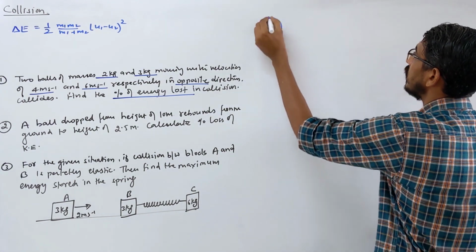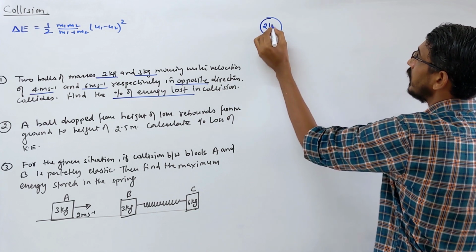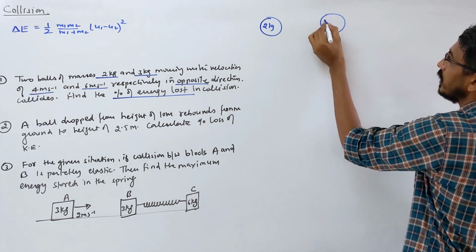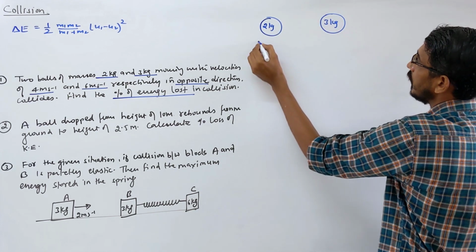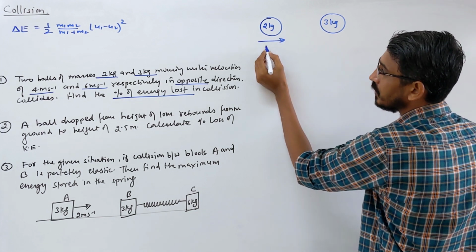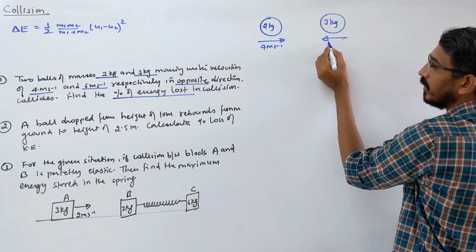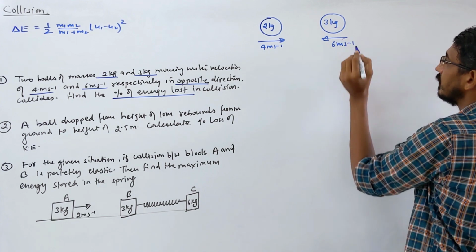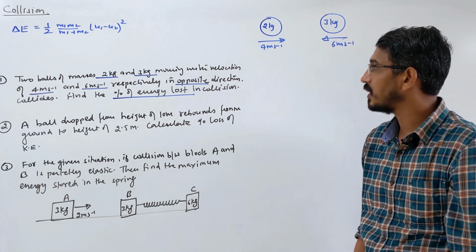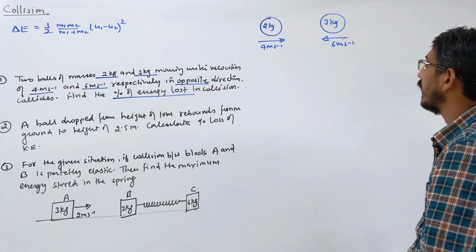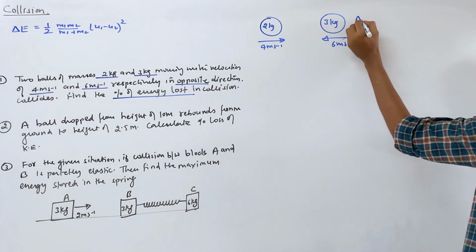So look, the two balls are given. This is a 2 kg ball and another ball is given, a 3 kg ball. They are moving in opposite directions, this one with a velocity of 4 meter per second, and this one moving that way with 6 meter per second, and we have to calculate the percentage of the energy lost. Okay, let's calculate how much energy is lost.